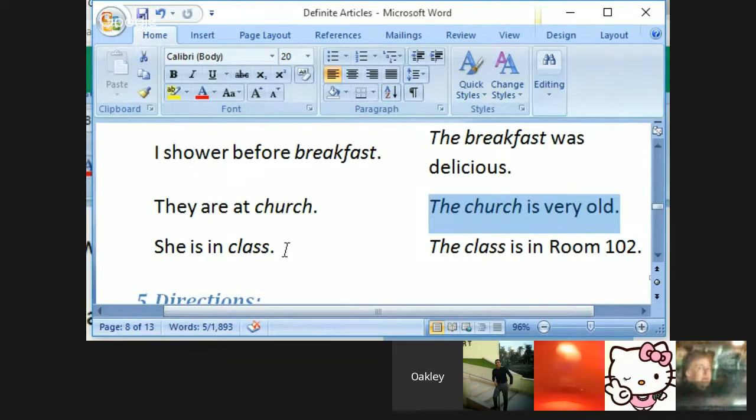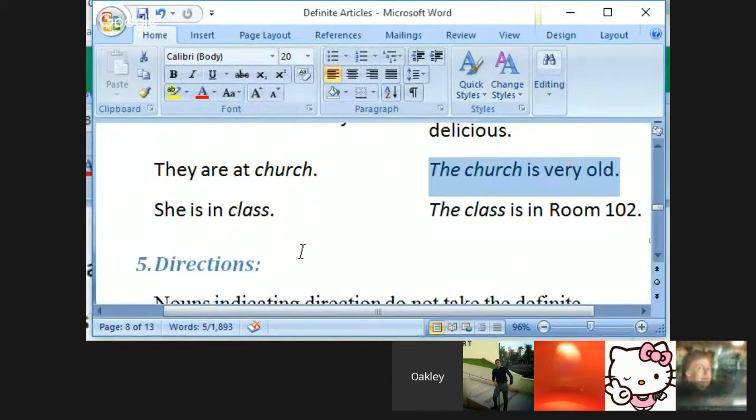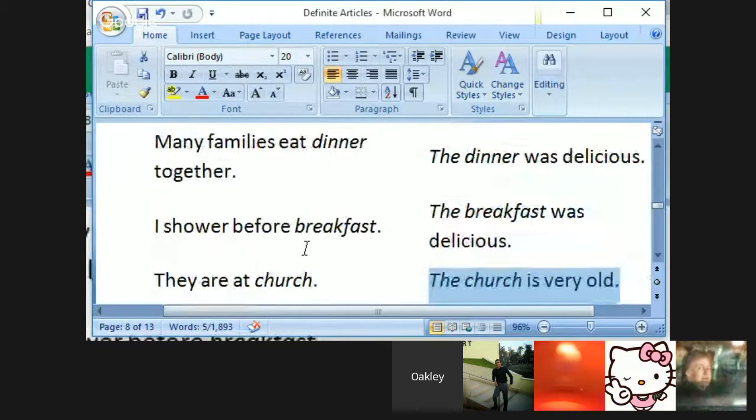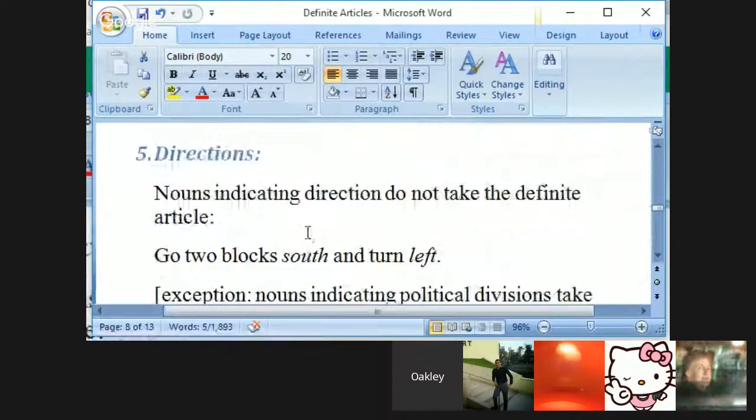Sometimes, depending on how it's being used, "university." British tend to not say "the." Americans tend to say "the." Okay. Again, because it's a concept.